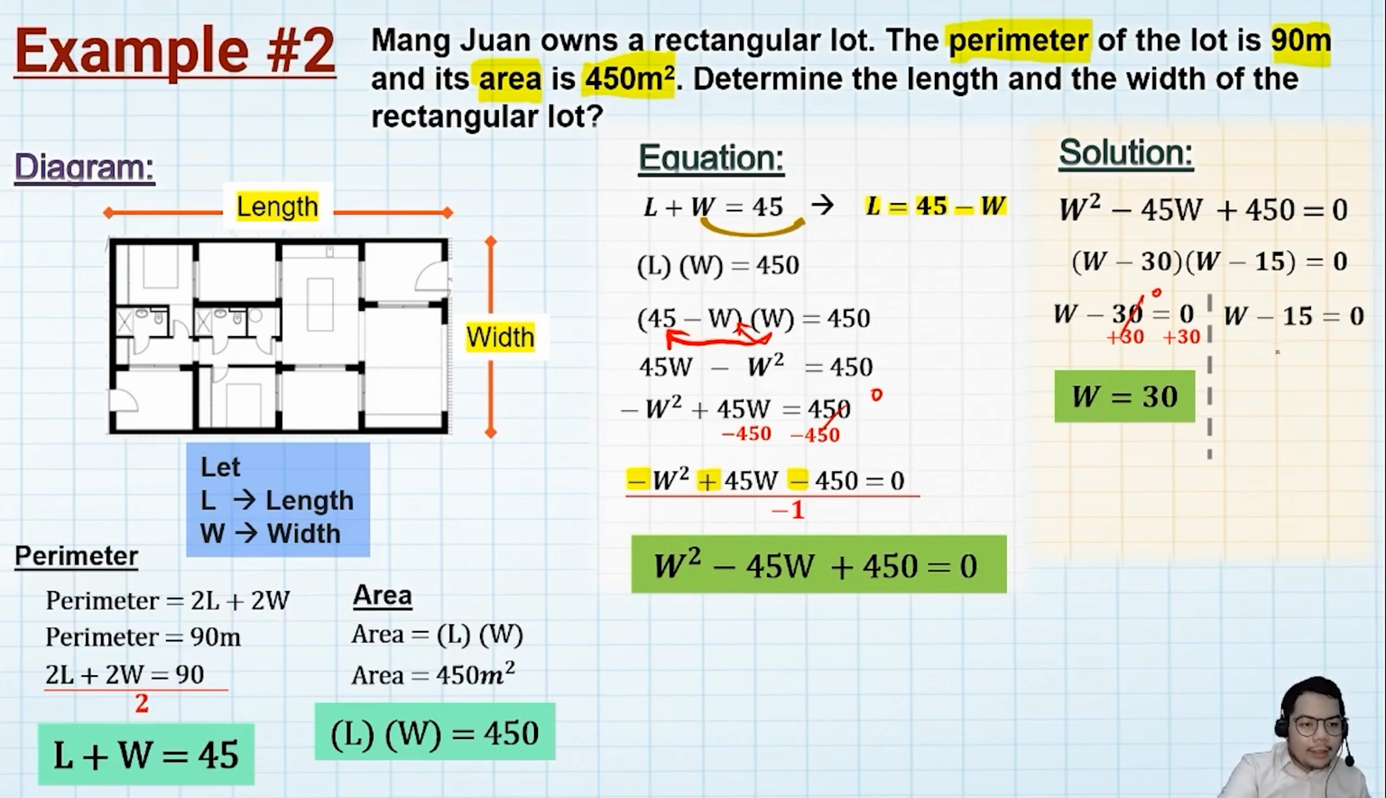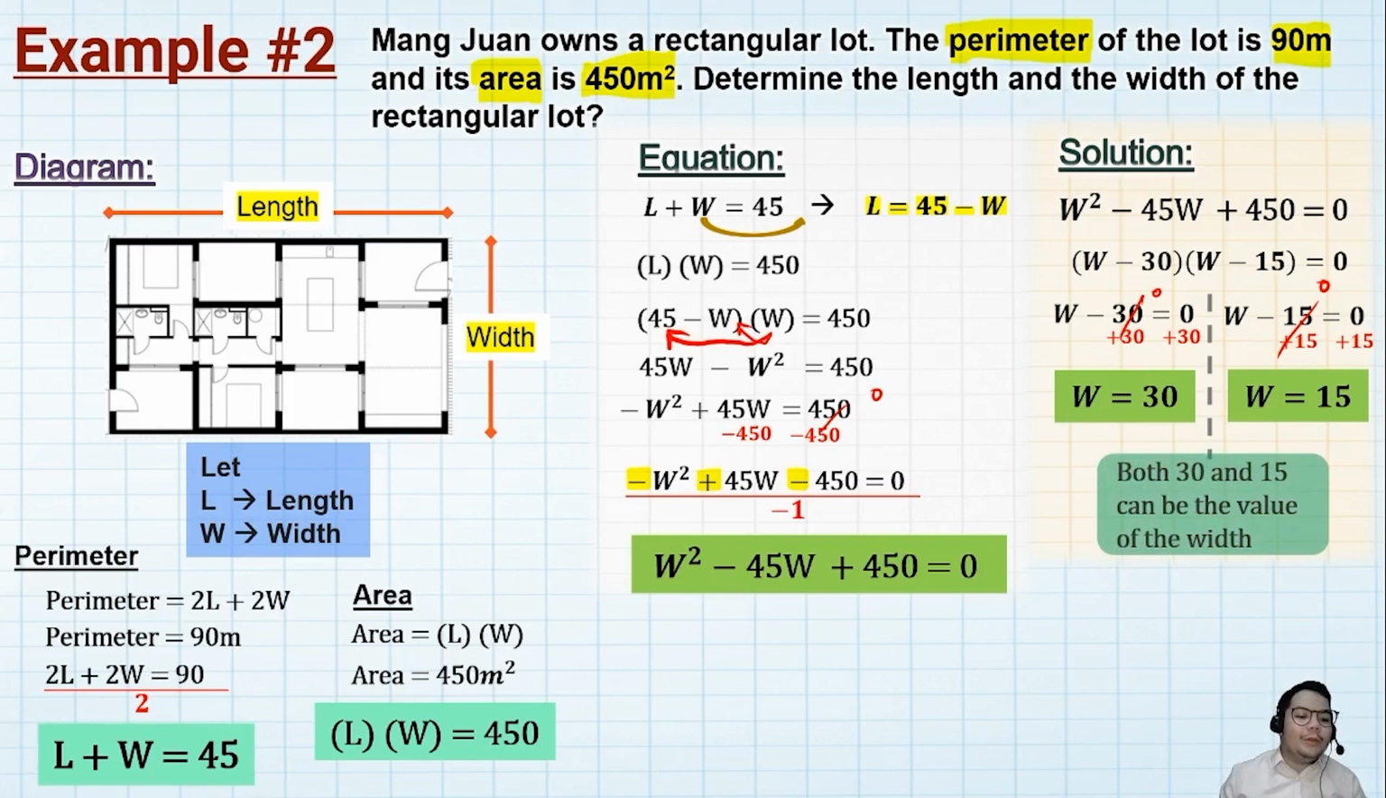On the other side, we can add also 15 to both sides. So, this one will be equal to 0. Then, our answer will now be equal to 15. So, as you can see, 30 and 15 are both positive numbers. That means pwede silang value ng ating width. Both 30 and 15 can be the value of the width, kasi wala naman restriction if it is positive. So, pwede pala ang width natin ay 30 and pwede naman ang width natin is 15.